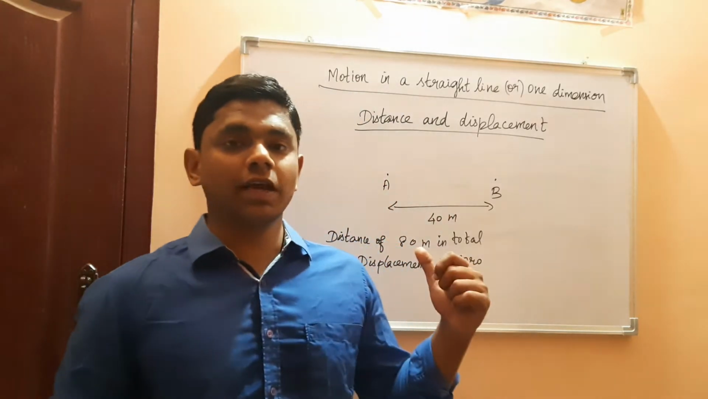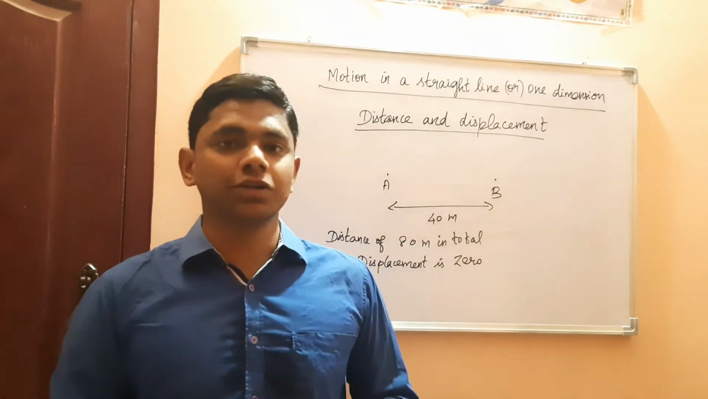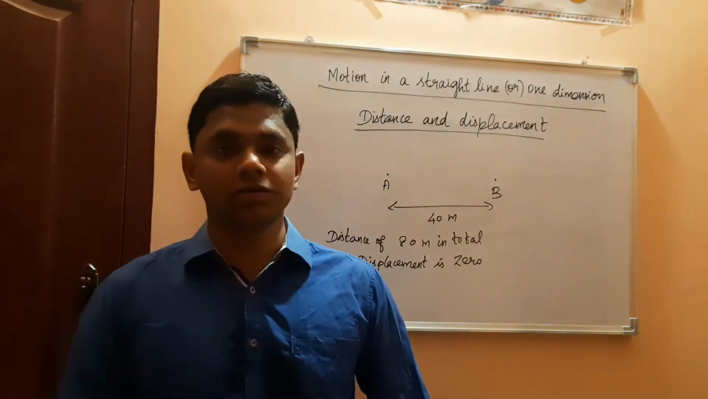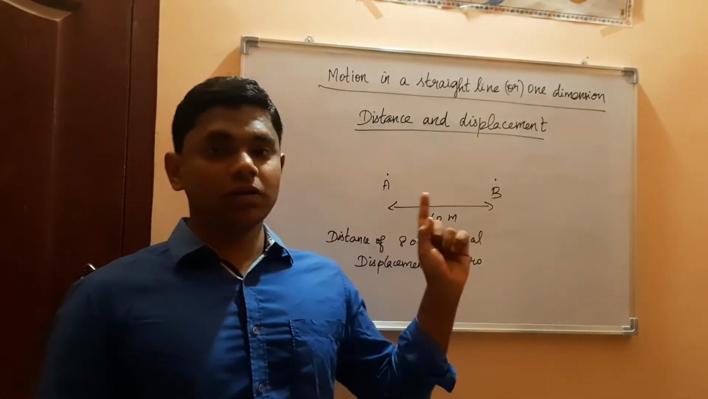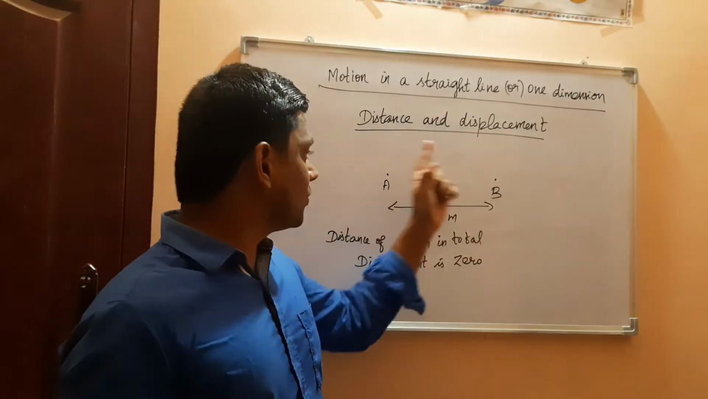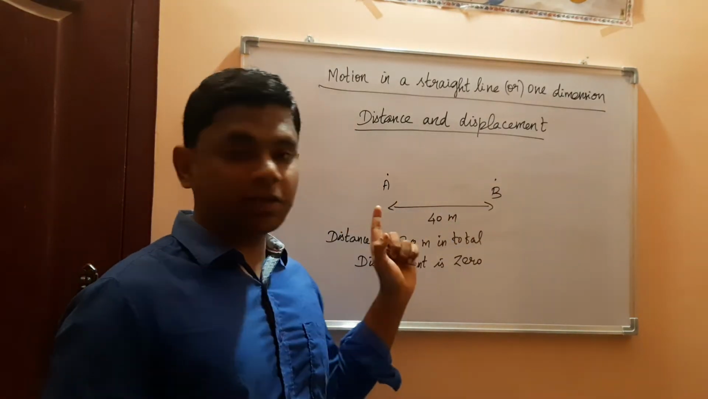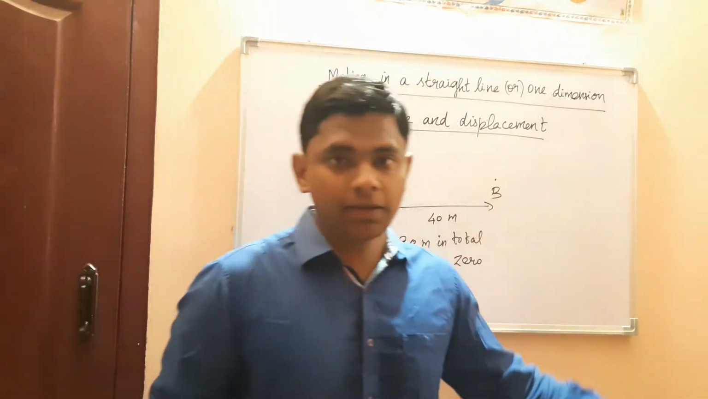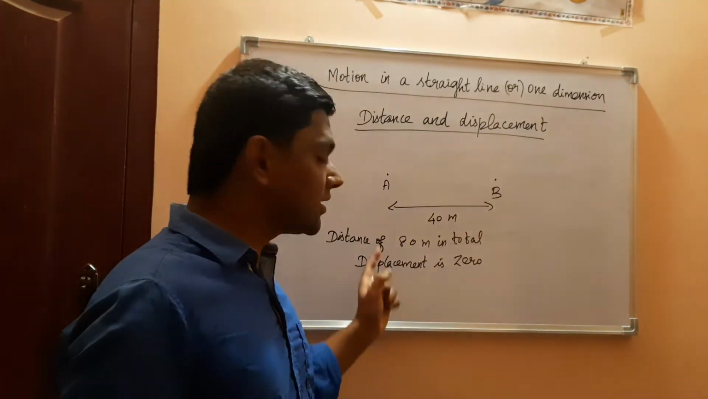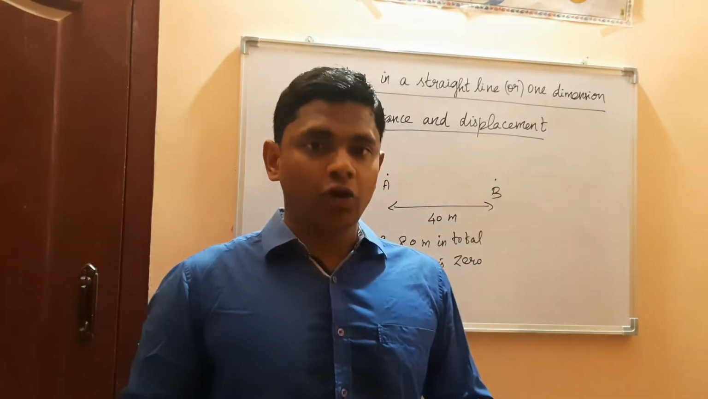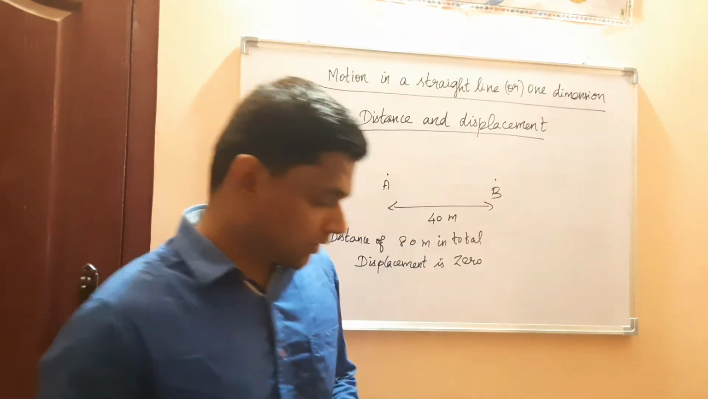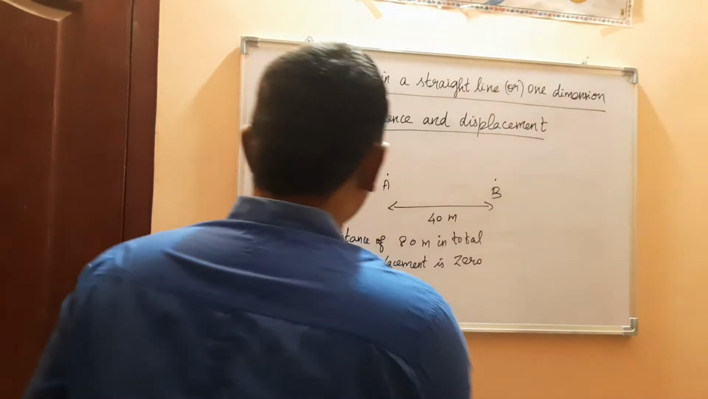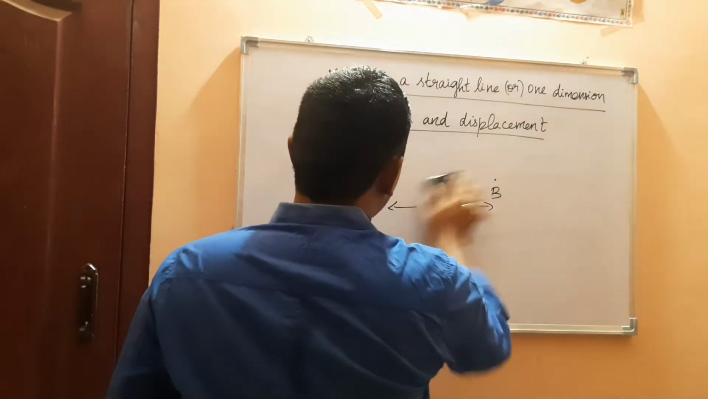Because here we have taken both the magnitude and direction into account as far as displacement is concerned. As far as distance is concerned, we concentrate only on the total path. On the whole, the object has traveled 80 meter, that is its distance, but the object's displacement is just 0. I hope you have understood the difference between distance and displacement. I can give you another example also in order to make it clear.